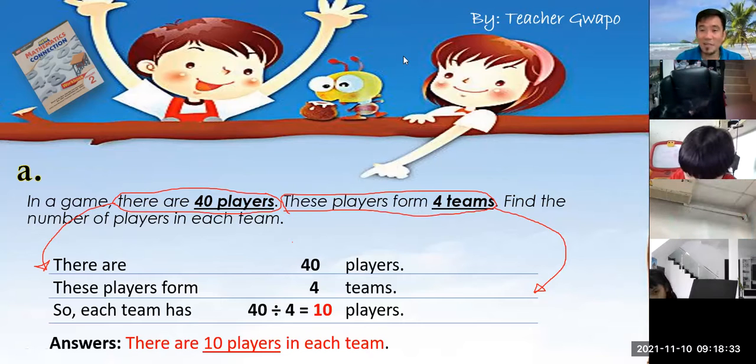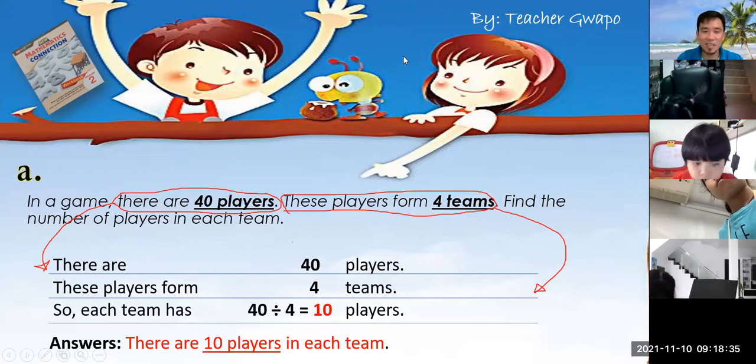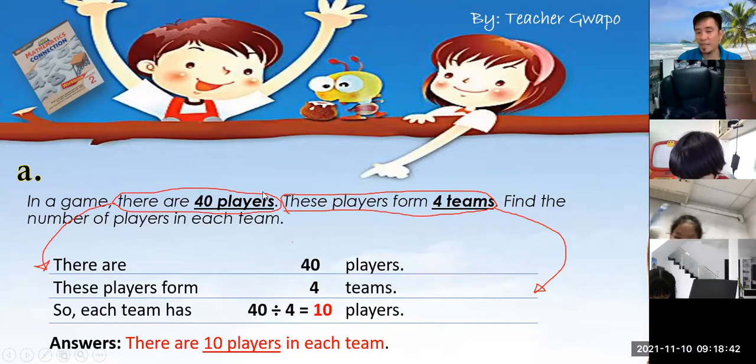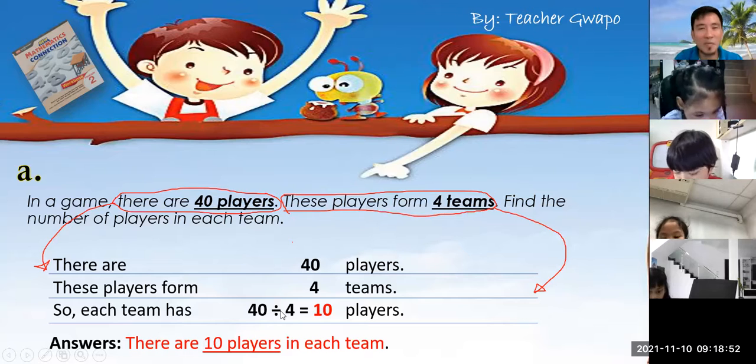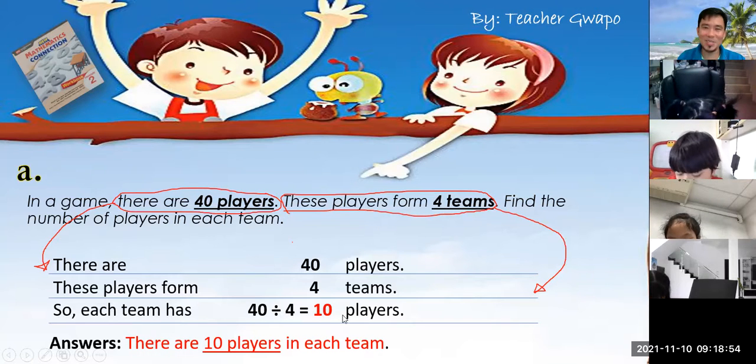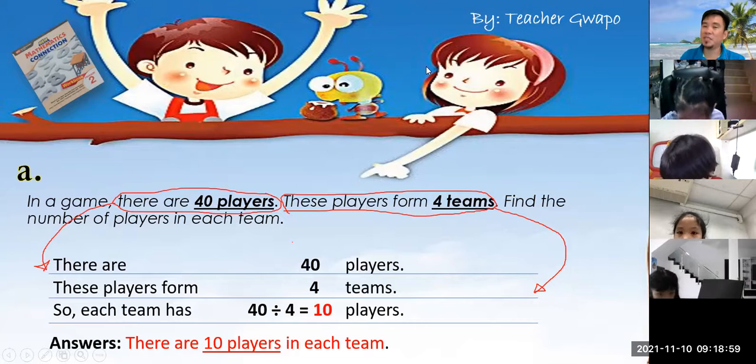So that's it. It's very easy, right? Just look at the sentence here and then write it on the first line. And the second line, these players form 4 teams. So each team has 40 divided by 4 equals 10 players. So there are 10 players in each team.